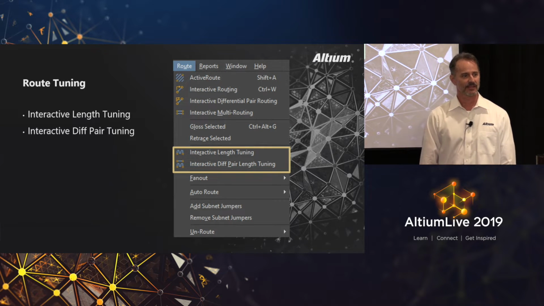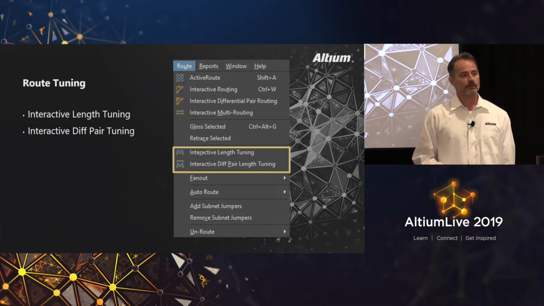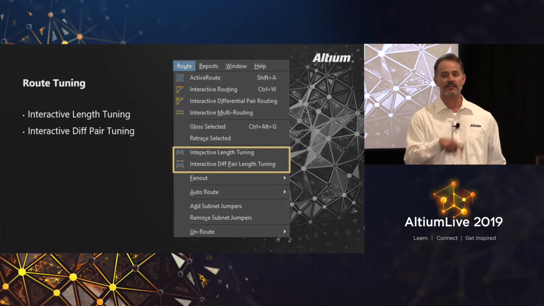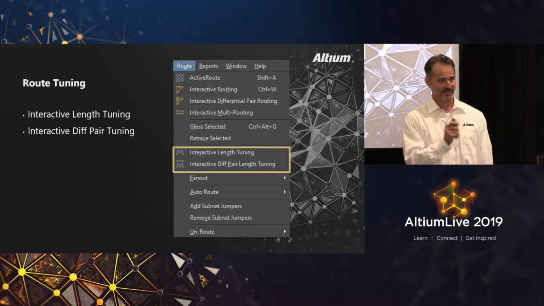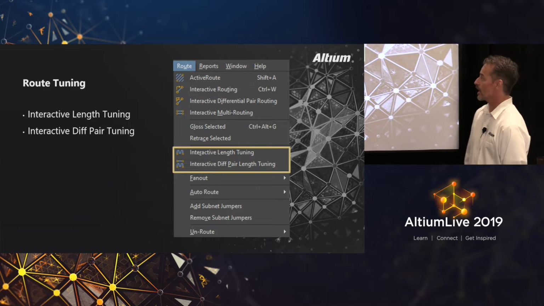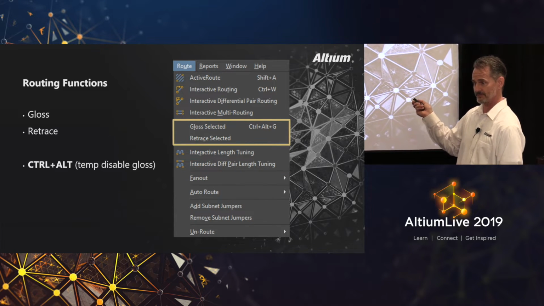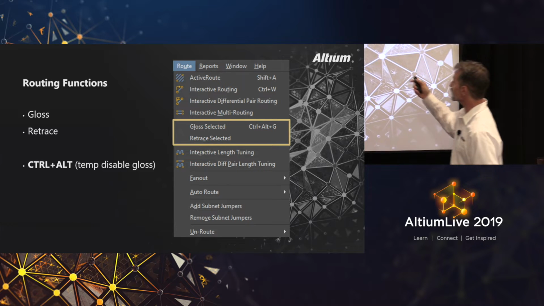So retrace, use that. You just click on the track, hit your tab, precisely. We'll retrace it, so that will be a command. And gloss is always on. Yes, but you can cycle it here.